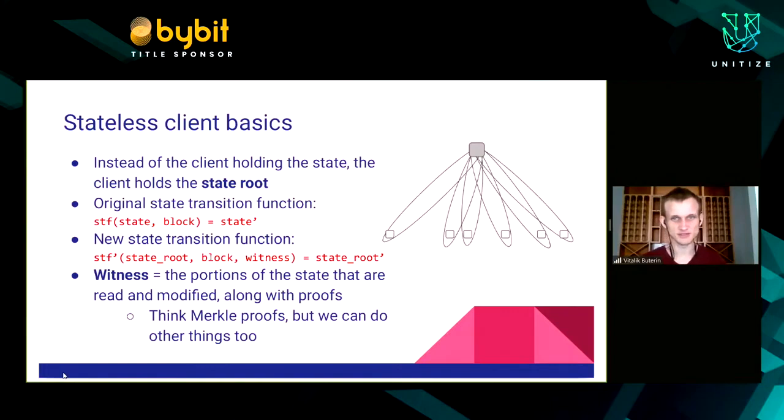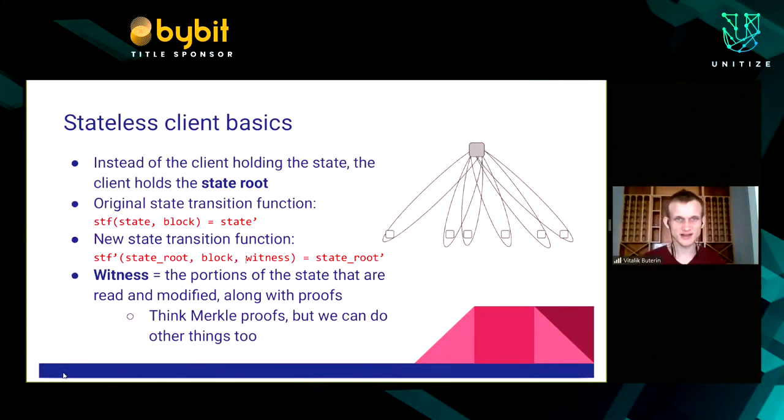So, for example, if your block contains one transaction that transfers 10 coins from Alice to Bob, well, there's a whole bunch of different accounts in the state. The state root is just a 32-byte hash, so you can't just get that information from the state root and from the block. And so we add a witness. A witness is basically the portions of the state that actually do get read and modified in that particular block, along with Merkle proofs. Right? And I'll talk later about how it could be different kinds of proofs as well.